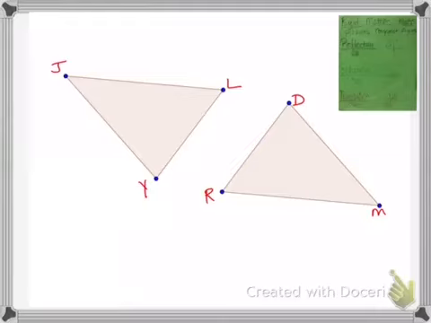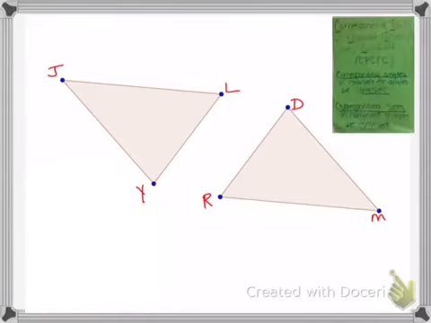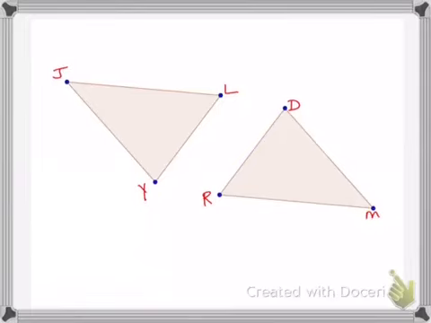Last problem, identify the rigid motion. Identify the corresponding parts in the congruent triangles. Name the corresponding congruent angles. Name the corresponding congruent sides. And finally, write the triangle congruent statement.